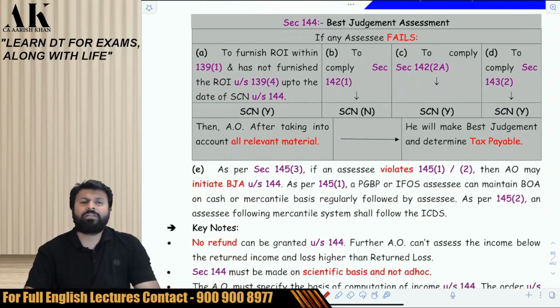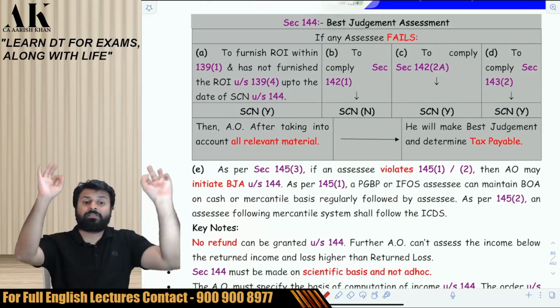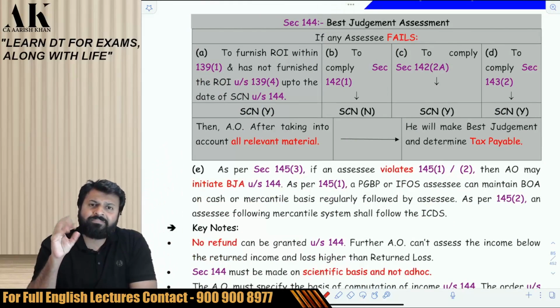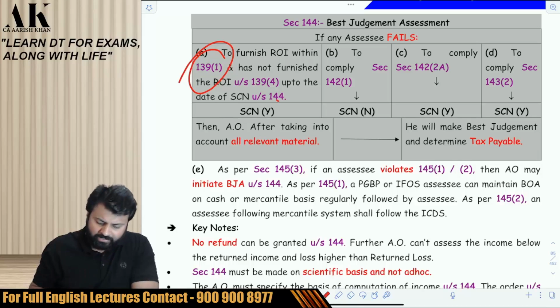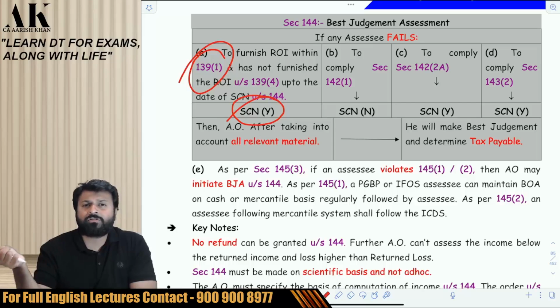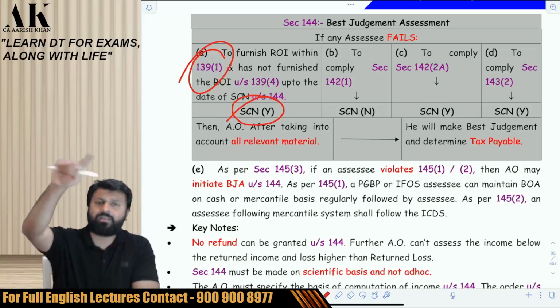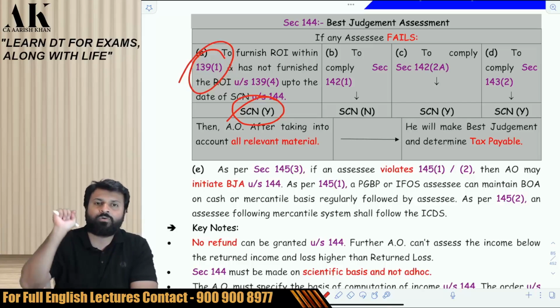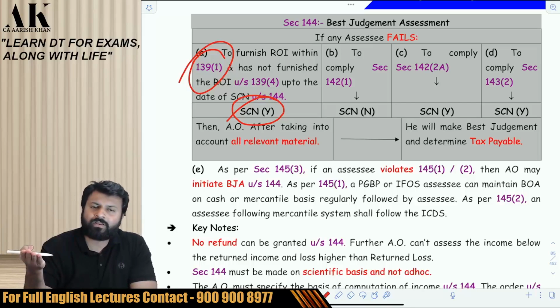After this, let us come to the next assessment. That is best judgment assessment. There are 5 reasons why a best judgment assessment can be done. First, if the assessee does not file the return on time, a best judgment assessment can be done and the AO will issue you a show cause notice. A show cause notice tells you to show a cause why an assessment should not be done against you. A line like this will be written in the notice. Then you will be given an opportunity of being heard and then you can show your cause. A show cause notice means there is an opportunity which is given by the department.